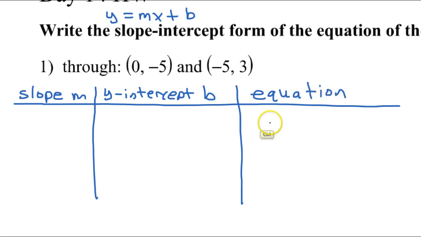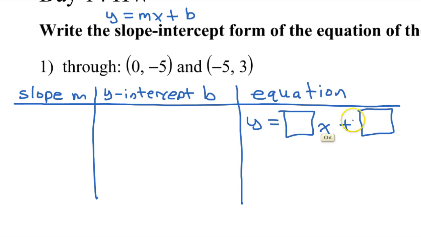Please understand that when I use this y equals mx plus b, I think of it this way: y equals something times x plus something. So I'm just trying to fill in the first box and the second box. The first box will be the slope, and the second box will be the y-intercept. So let's start with the slope.